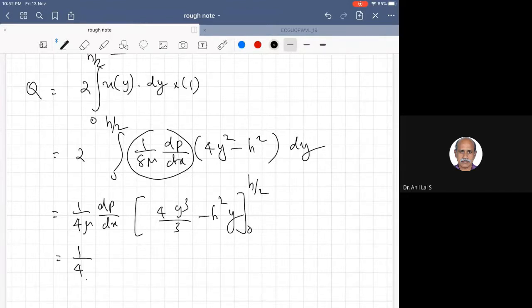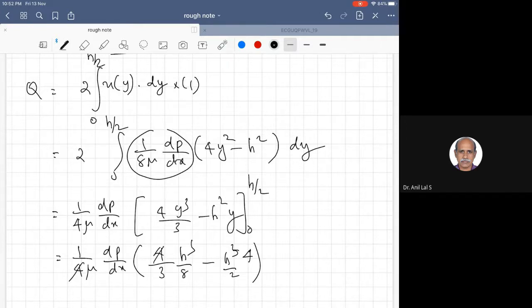So 1 by 4 mu dp by dx into 4 into 4 by 3 into h by 2 the whole cube, h cube by 8, minus h squared into h by 2, that is h cube by 2. And this 4 cancels, and this 4 comes here as 8. So I will have 3.